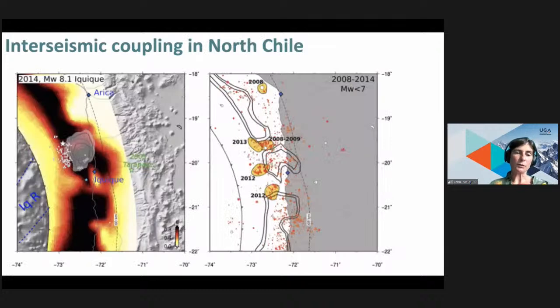Now if we look at North Chile in further detail, we can see that the Iquique earthquake is really in an area that was fully locked before. It nucleated somewhere here, and then it ruptured this area.